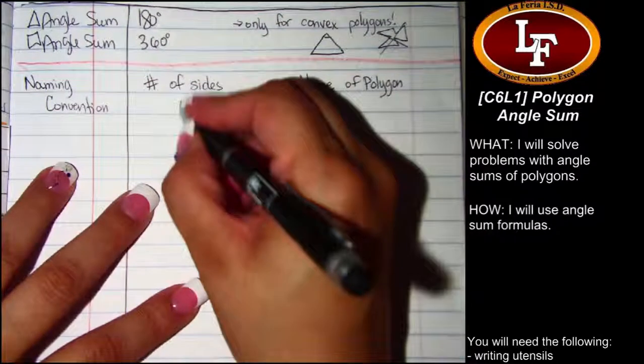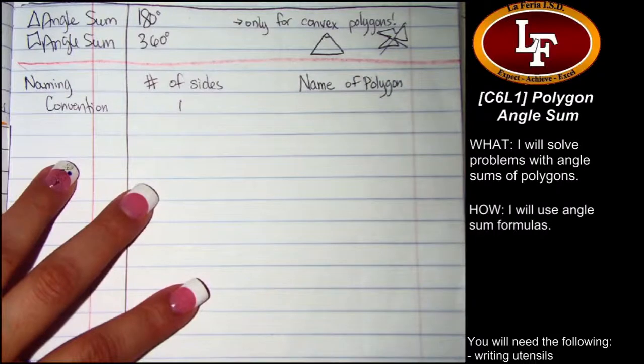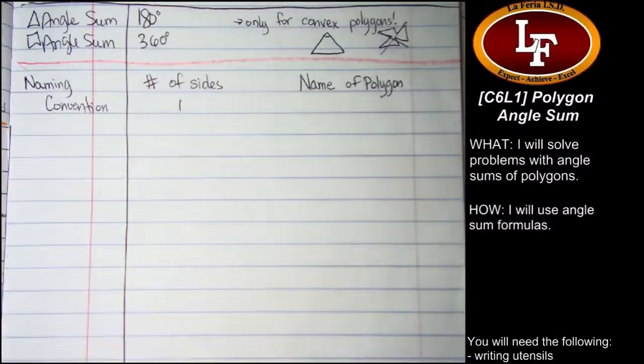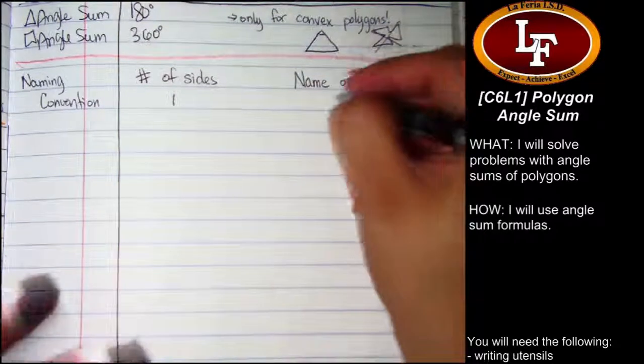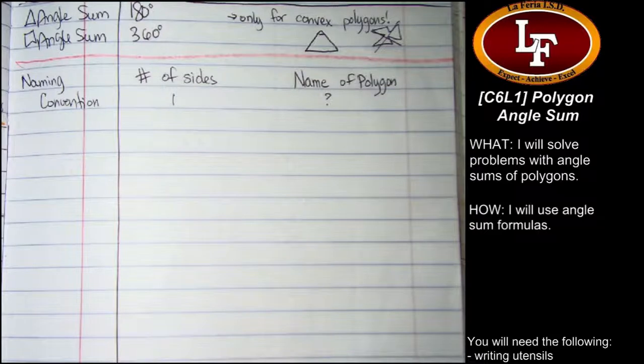We could theoretically have a one-sided polygon. A line? Yeah, it looks like just a line, but I can't even imagine it. Okay, I have no idea what this shape looks like. I have no idea what we might even call it. It's out there on Google.